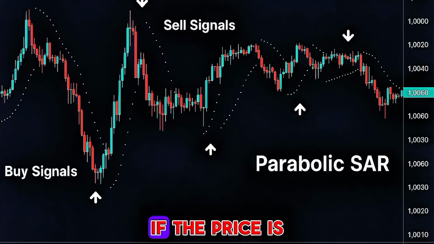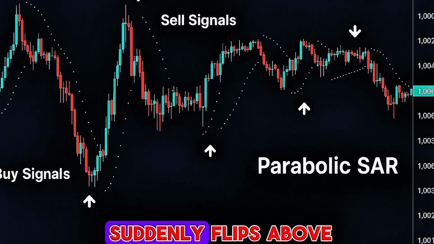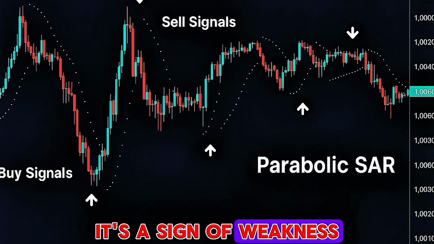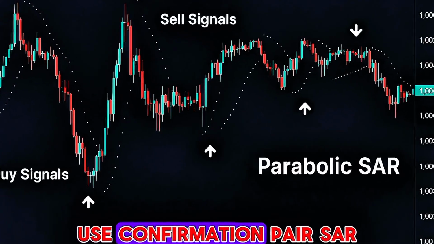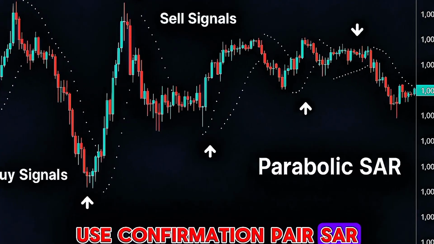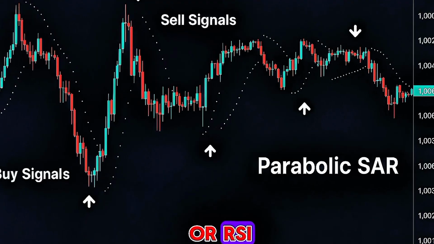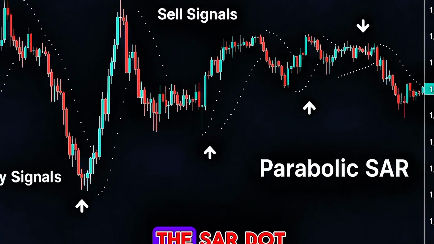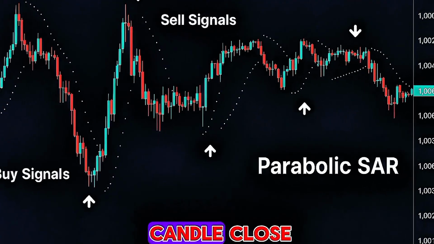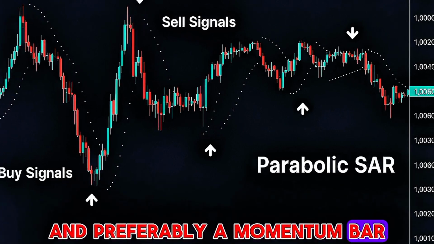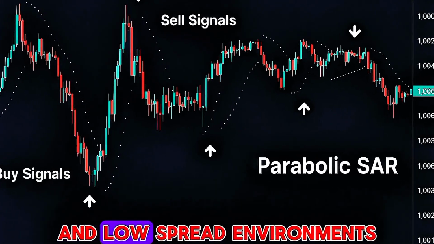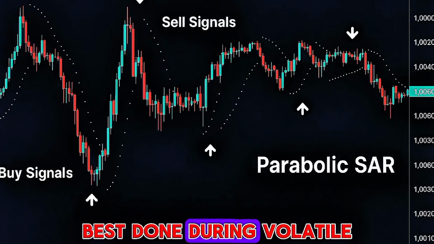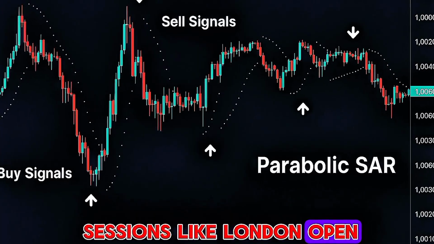For example, if the price is rising and the dot suddenly flips above, it's a sign of weakness. Scalpers enter short, but to avoid choppy entries, use confirmation. Pair SAR with a moving average or RSI. Only enter trades when the SAR dot flip aligns with a candle close and preferably a momentum bar. Scalping with SAR requires quick execution and low spread environments, best done during volatile sessions like London Open.